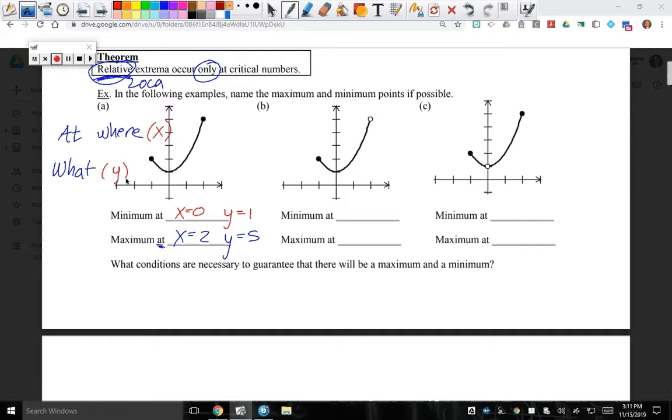All right, Braden, let's do the next one. The minimum is at what? X equals 1. And what is it? It is 1. Y equals 1. Oh, here we go. Jordy, what is the maximum at?